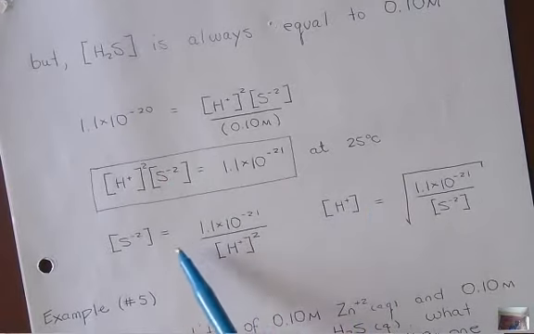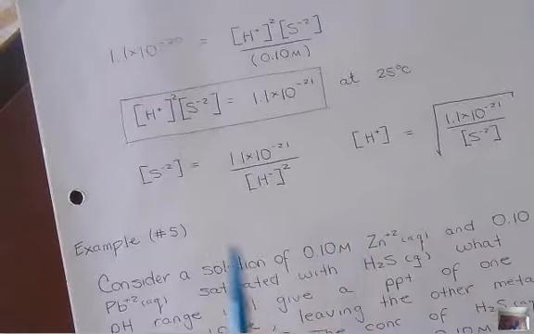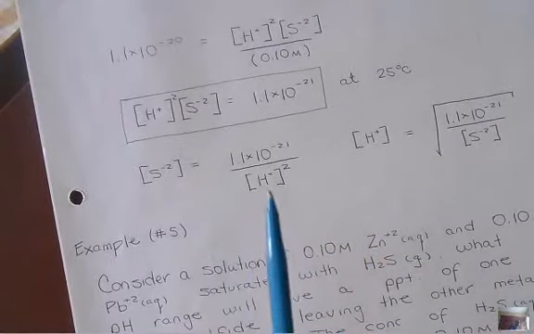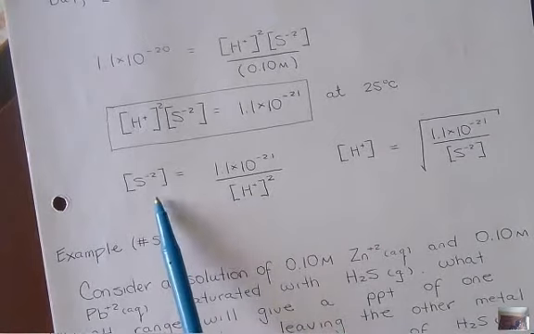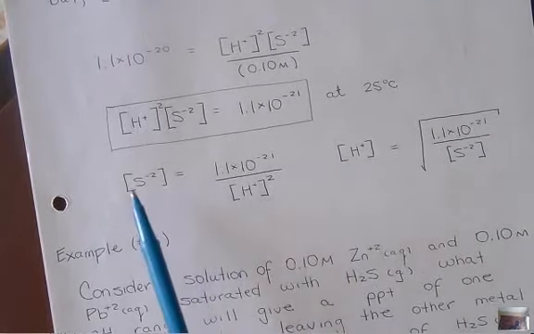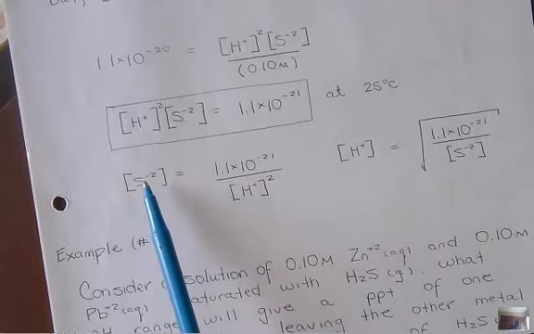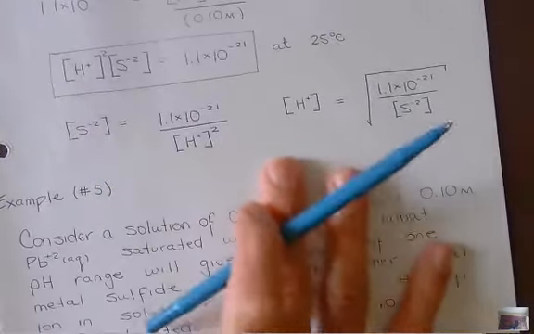Okay, so these are two ways of looking at it. As long as we're bubbling hydrogen sulfide gas through the solution, this will always be true, and this will always be true. So by adjusting the pH, we can control the amount of sulfide ions that are dissolved. And therefore, if we have less sulfide ions dissolved, more of the metals can stay in solution. Okay? All right, so let's take a look at this.